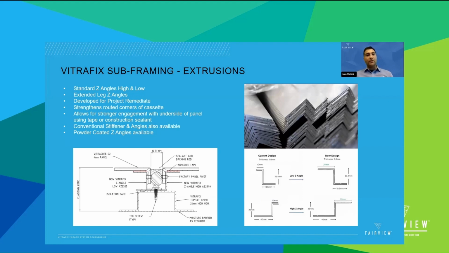Then we have also other aluminum profiles that can be used as part of a system. Still standard Z angles, high and low, depending on the extending Z angles, developed for project remediate, for example, as part of a non-combustible cassette panel system. Strengths around corners of a cassette, they are available as angles 60, 60, 25 extruded, 1.6 millimeter BMT thickness, extended like same angles, same thickness, adhesive tape reinforced, rotting cassette, and available also as powder coated design angles, depending on the project requirements, suitable and compliant.